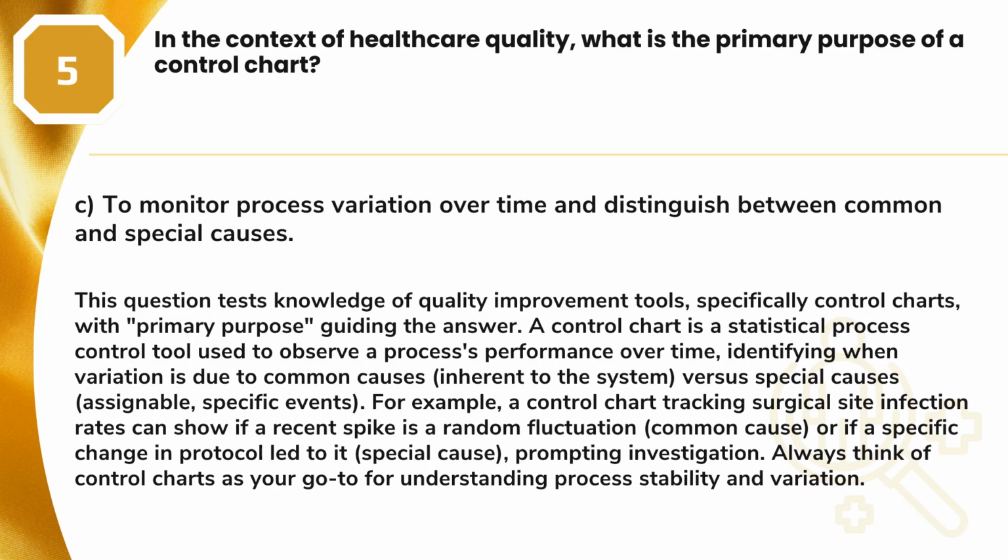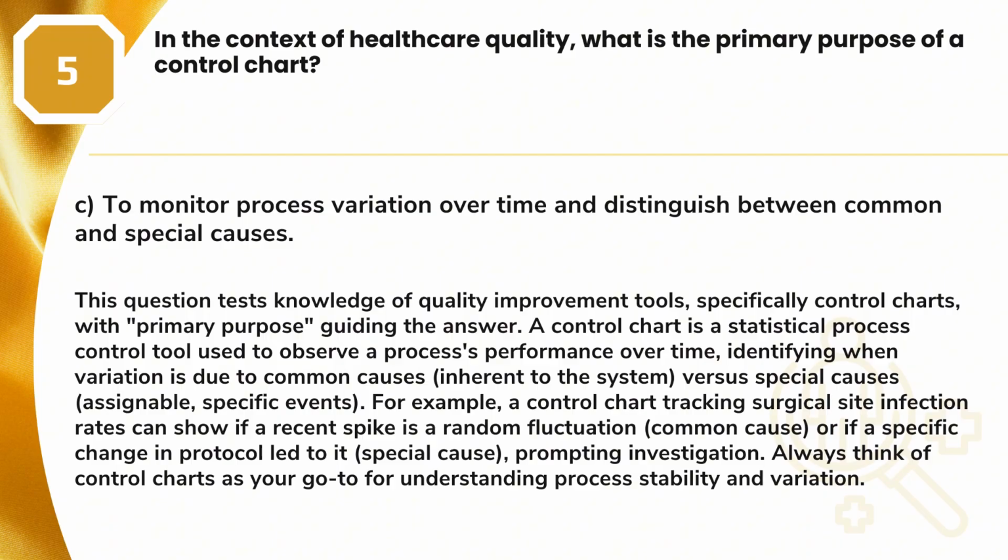Answer: C. To monitor process variation over time and distinguish between common and special causes. This question tests knowledge of quality improvement tools, specifically control charts, with primary purpose guiding the answer. A control chart is a statistical process control tool used to observe a process's performance over time, identifying when variation is due to common causes, inherent to the system, versus special causes, assignable, specific events.